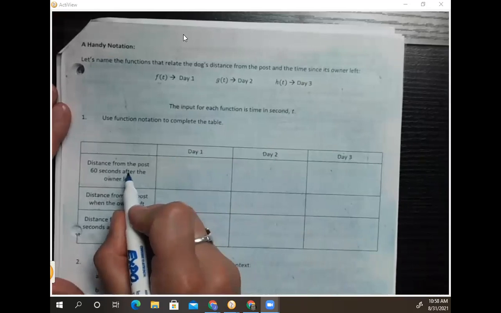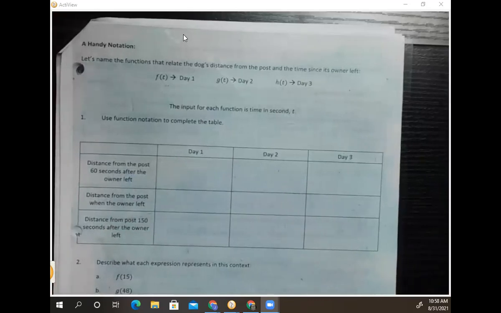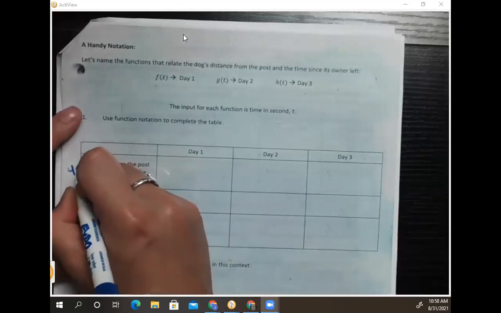So what we're going to do is take a lot of the information that we just gathered and write function notation. Okay, we're going to abbreviate it, shorten it up to function notation. So we want to write in function notation the distance from the post 60 seconds after the owner left. So I've got all of our records here on my other page, so I'll jot those down for us. For every day, 60 seconds after the owner left, our dog was 4 feet from the post.